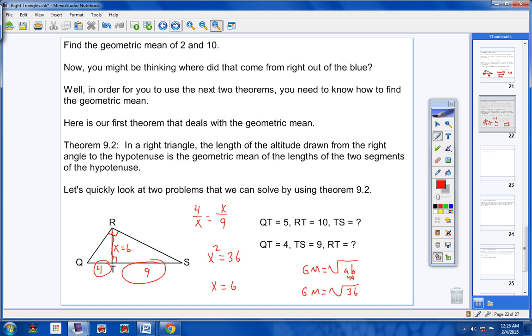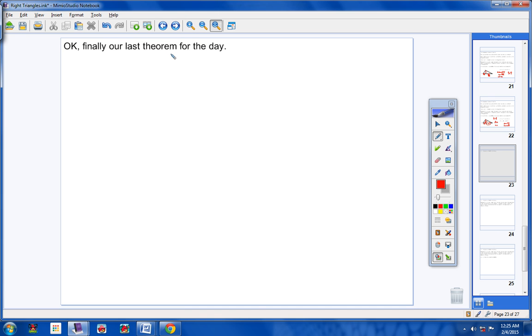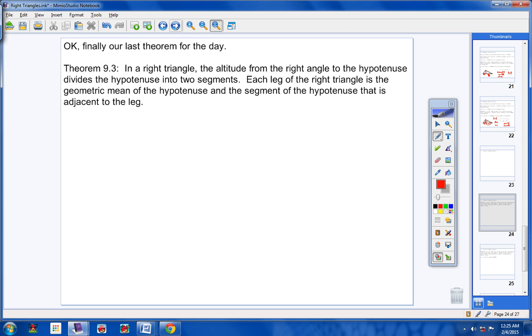Alright, let's continue on. Okay, finally our last theorem for the day, okay? So, copy that down please. I will read it one time and then let you guys copy it down. In a right triangle, the altitude from the right angle to the hypotenuse divides the hypotenuse into two segments. Each leg of the right triangle is the geometric mean of the hypotenuse, and the segment of the hypotenuse that is adjacent to the leg.